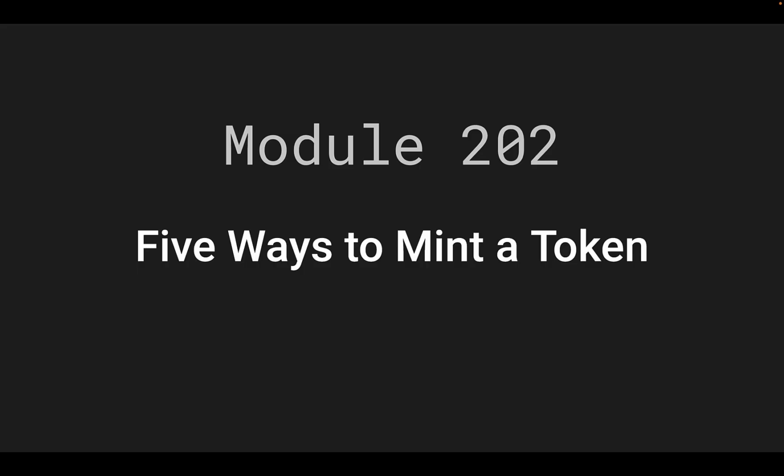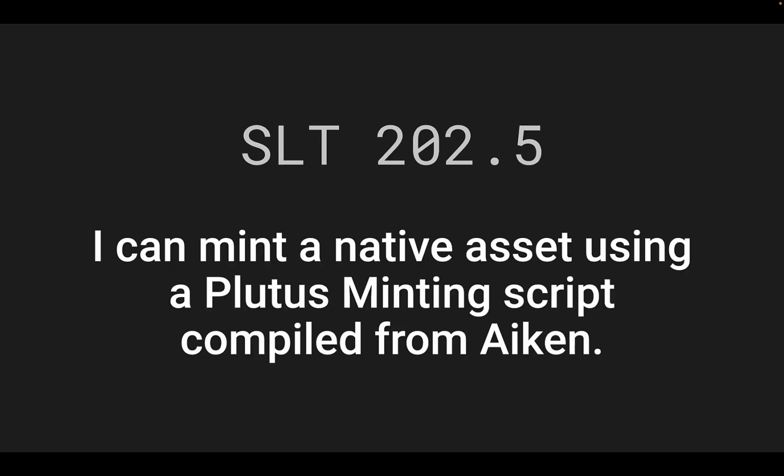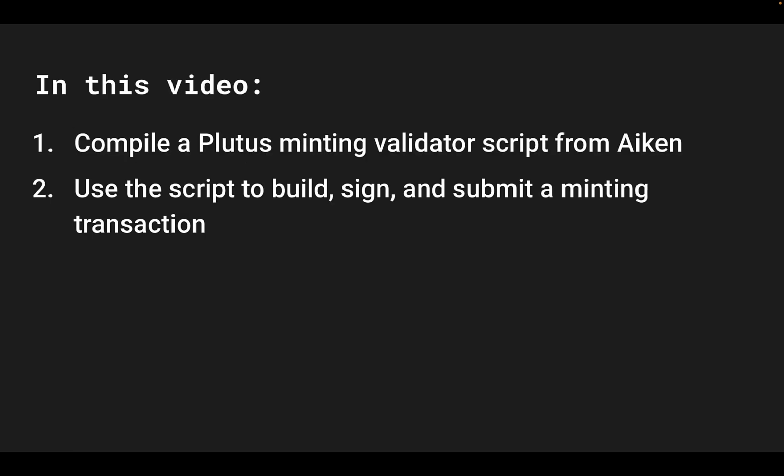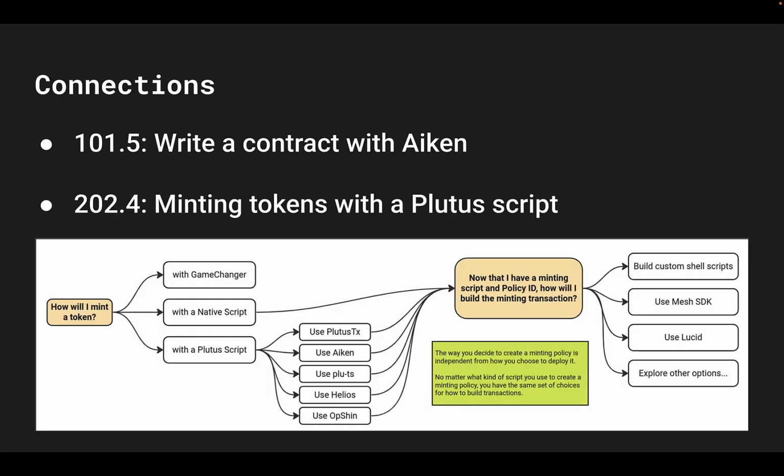In this module, we've been looking at all sorts of different ways to mint tokens. And in this video, we will cover, for now, our fifth and final way, minting native assets using Plutus minting scripts that were compiled from Aiken. In this video, we'll take a quick look at how to compile a simple Plutus minting validator script from Aiken, and then we'll skip this second step, using the script to build, sign, and submit a minting transaction. The reason we can skip it is that it's exactly the same as in the previous lesson, 202.4.